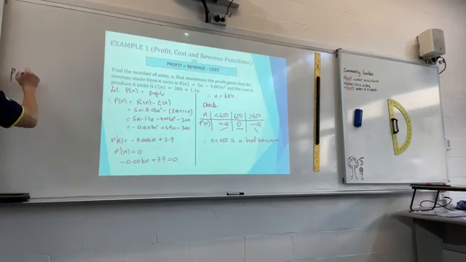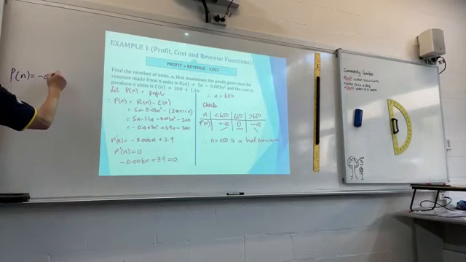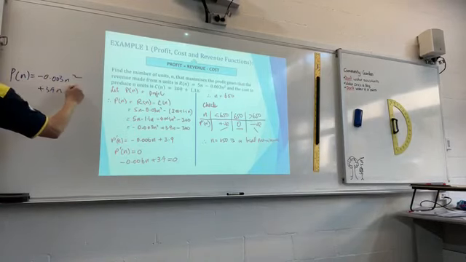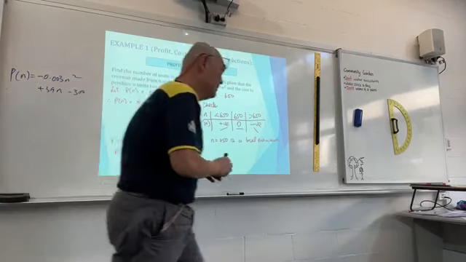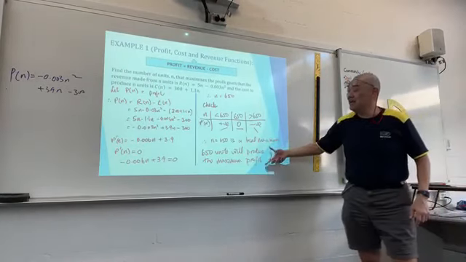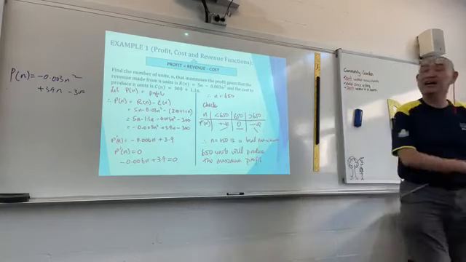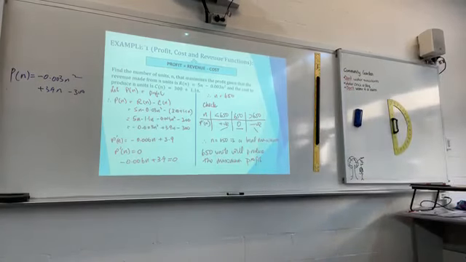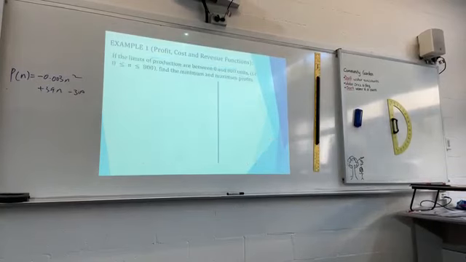P(n) equals minus 0.003 n squared plus 3.9 n minus 300. Alright, let's go to the next part of the question. Before that, you should always say 650 units will produce the maximum profit. You need the conclusion, or just a remark.